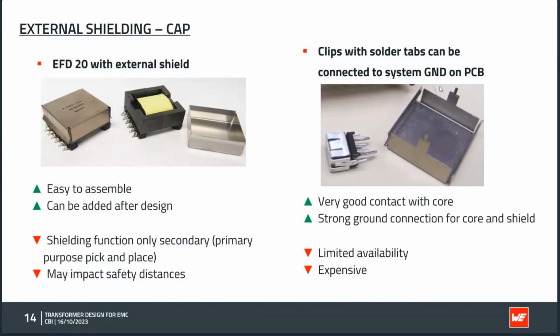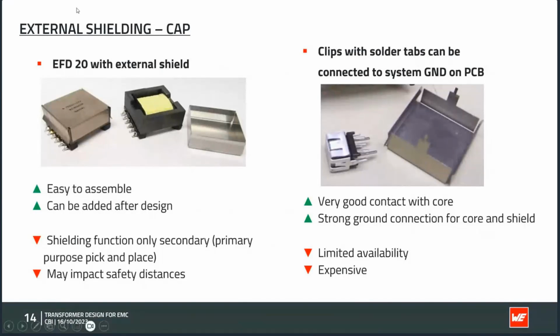The main reason is to get a flat surface for the pick and place machine, because you can see here in this picture the top surface of the transformer is not very even, it is not flat. So it would be difficult to pick and place this component with an automatic machine. But nevertheless, the metal cap has exactly the same effect as a copper foil. It will shield all radiated noise coming out of the transformer.